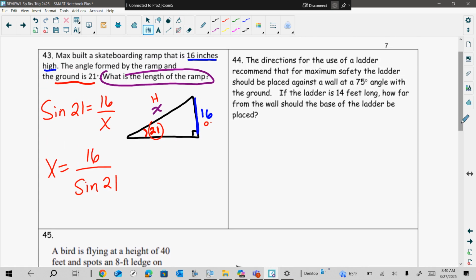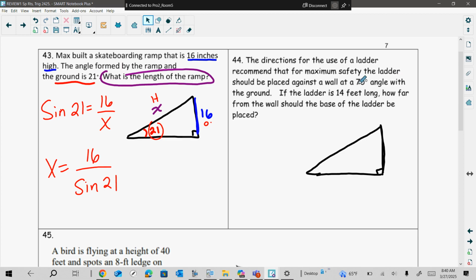And then we talked about ladder problems yesterday. Remember the ladder can't be standing straight up, it can't be vertical, it has to be slanted. So in this scenario, it says that the ladder should be placed against the wall at a 75-degree angle with the ground. So right there, that's important.